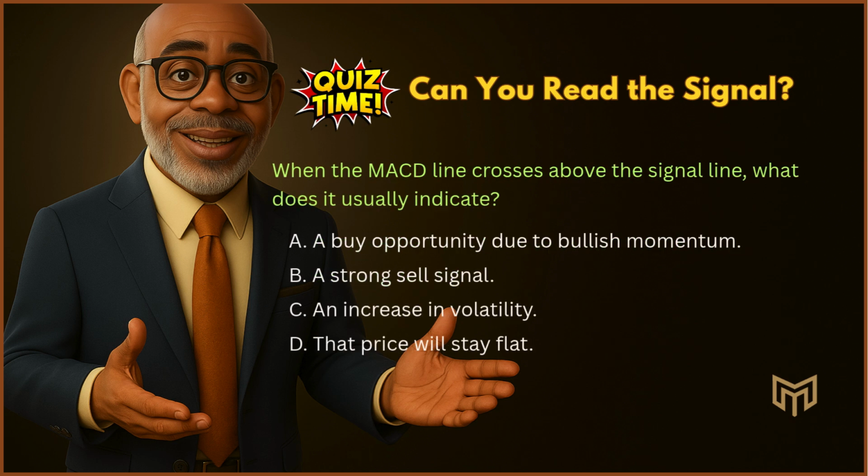Question 2. When the MACD line crosses above the signal line, what does it usually indicate? Is it A, a buy opportunity due to bullish momentum, B, a strong sell signal, C, an increase in volatility, or D, that price will stay flat? Think it through carefully and lock in your answer.